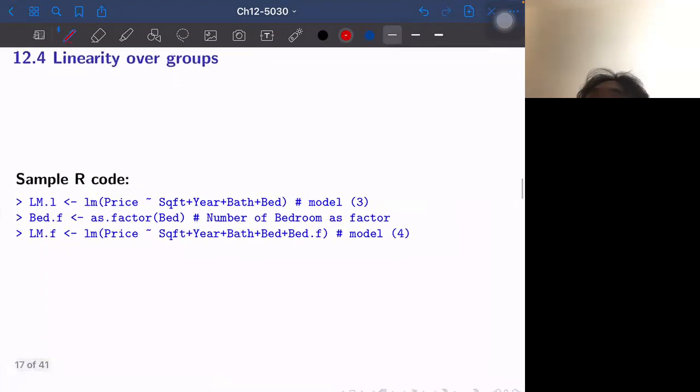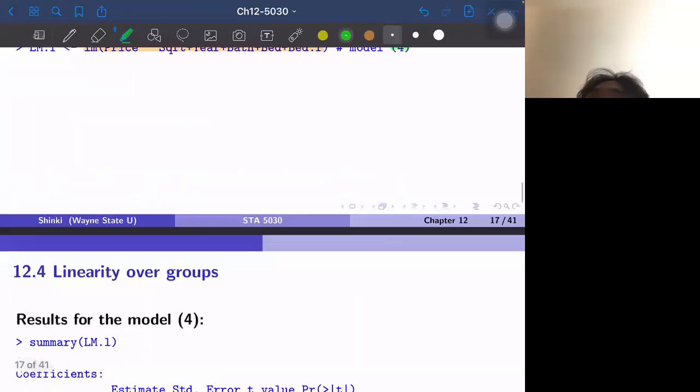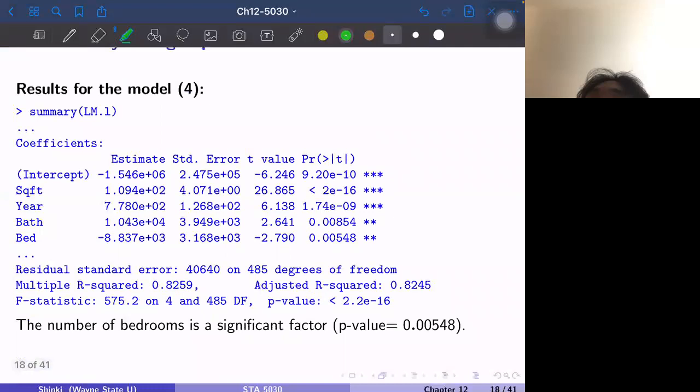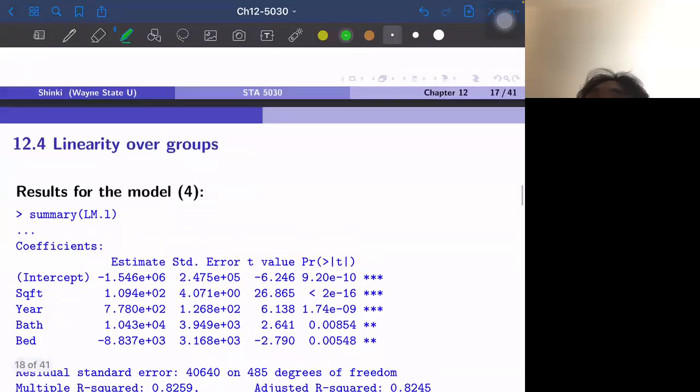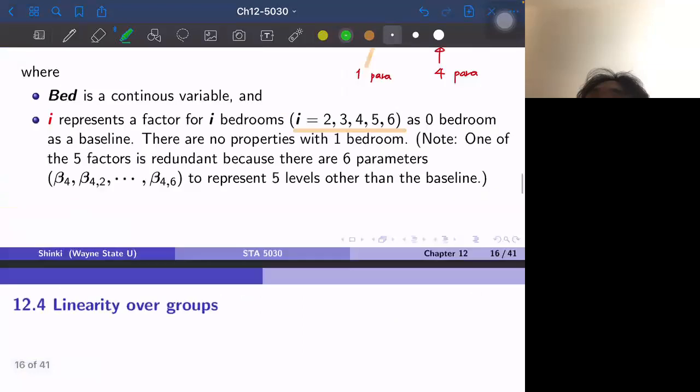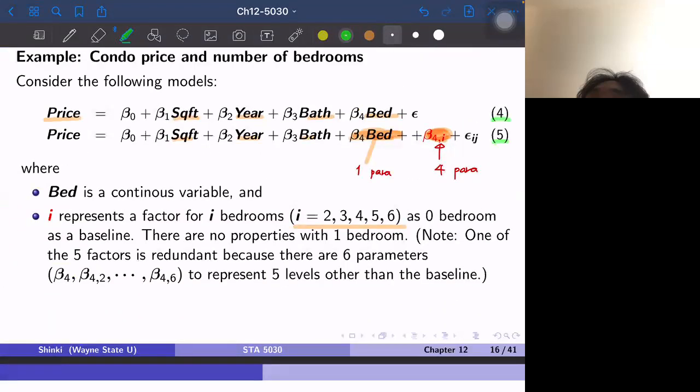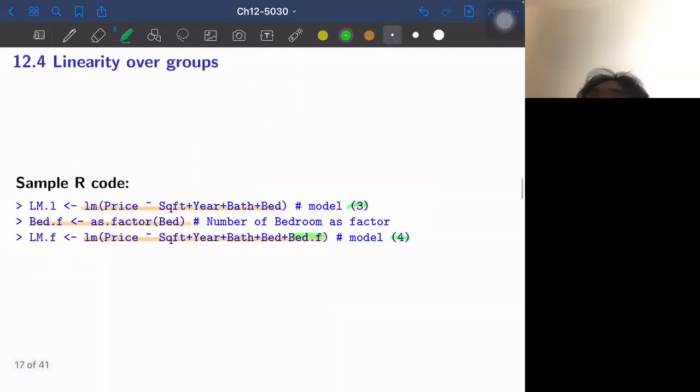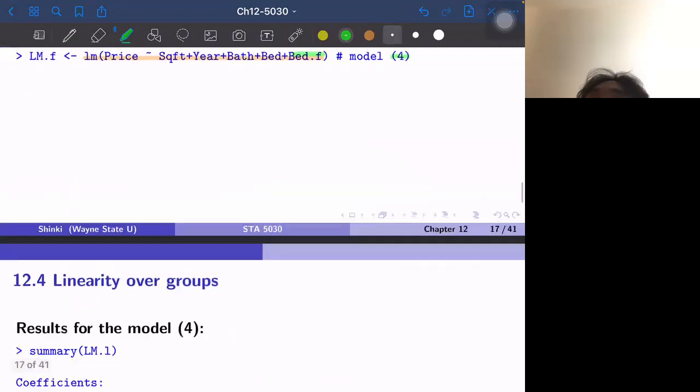Yeah, then this is the code. The price on these 4 variables, and then we also make the number of bedrooms a factor. Then we fit this, and we add bed.f, the factor. We compare model 3 with 4. Maybe I would say that this is 4 versus 5. Some trouble with the names of the equations.